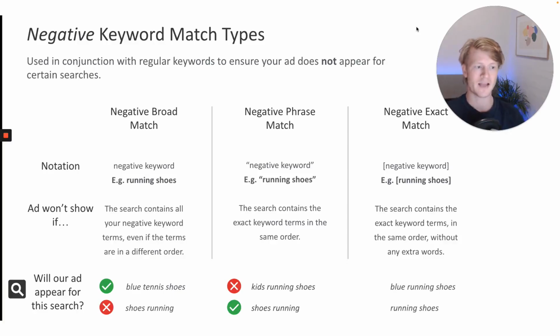Now, with negative exact match, the search must contain both of those words in that order and nothing else. So we can't have 10 words with running shoes in the middle, you know. So as an example here, we have blue running shoes and running shoes. Of course, running shoes as a search is the only thing that's going to be eliminated there.